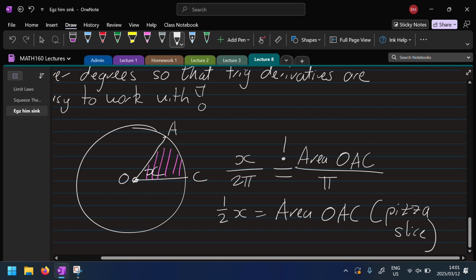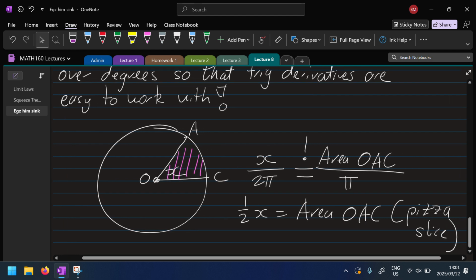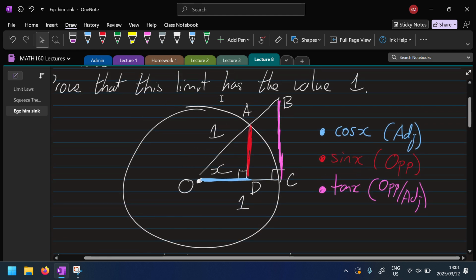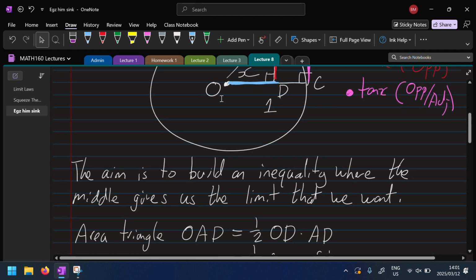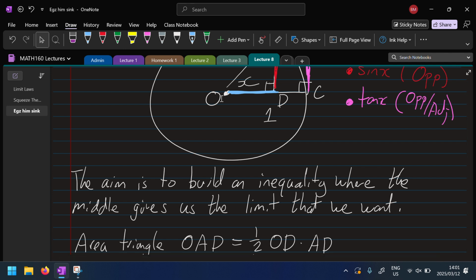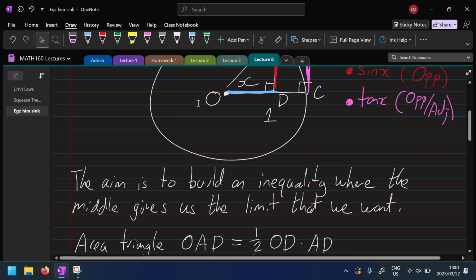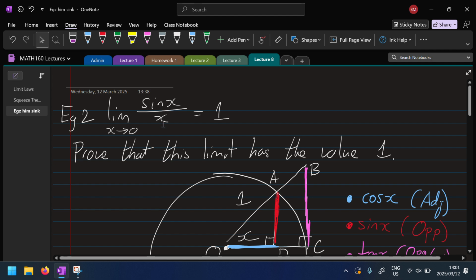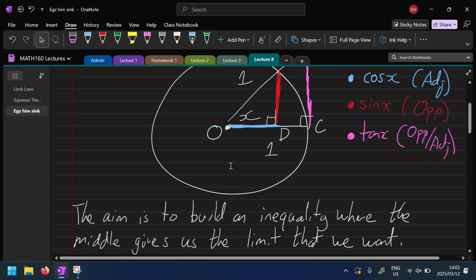Okay, everyone okay with that now? Okay, good. So let's go right back to the beginning. Okay, over here. So what did we want? The aim was to build an inequality where the middle term is the limit that we wanted. That middle term, that's the sine x over x. Okay, that's what we want.